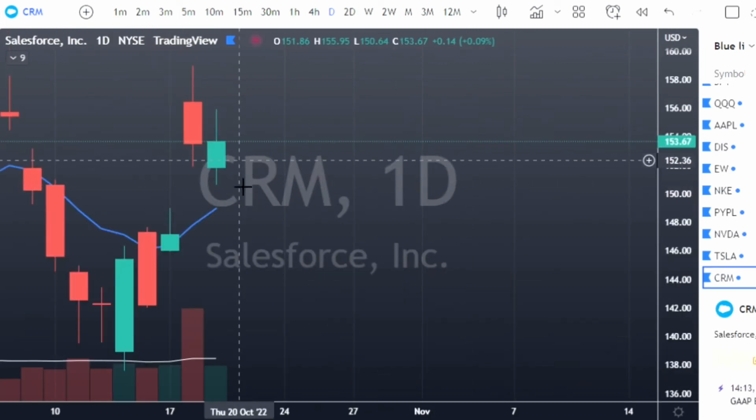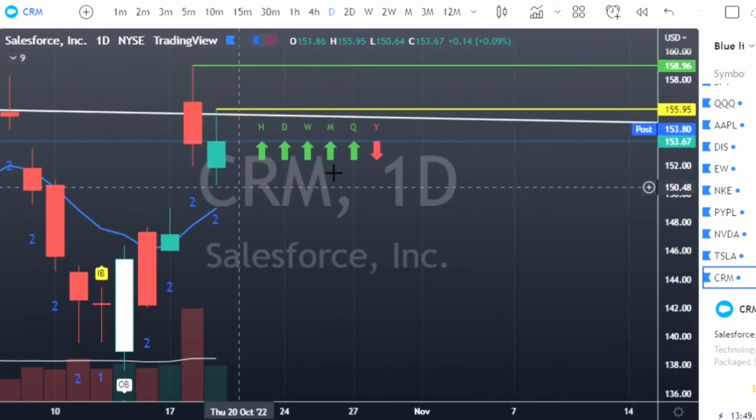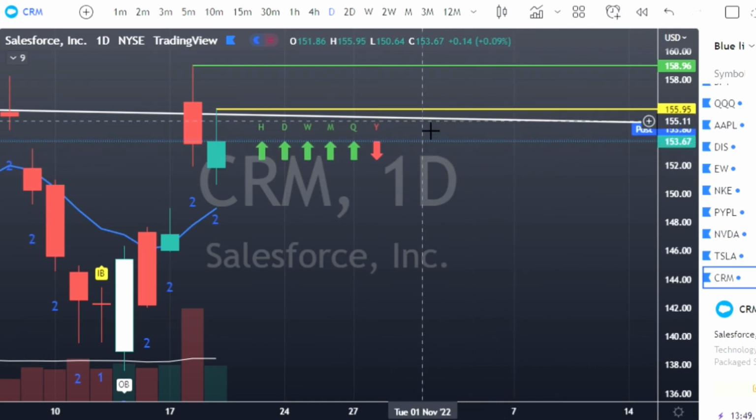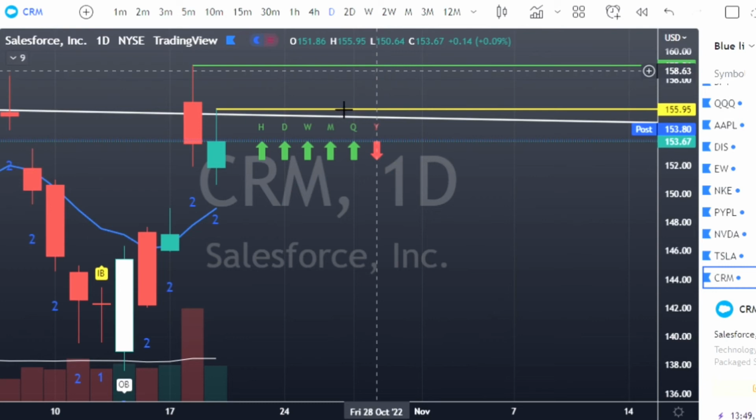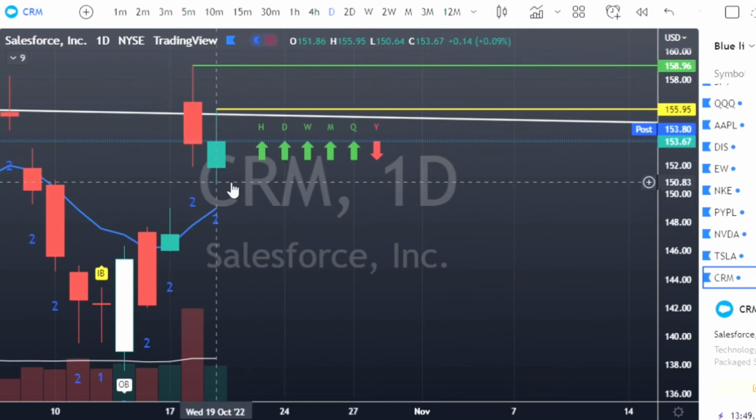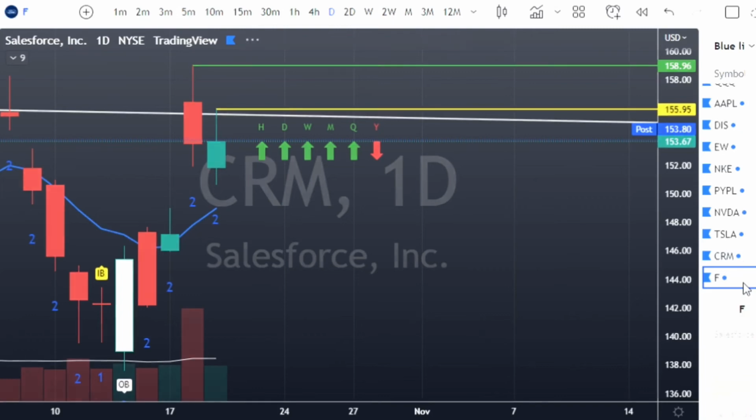CRM, we have a 2 down that finished green. Full time frame to the upside. So calls are very possible here at 155.95. First targets at 158.96. We do have a gap to fill here. So if it trends down tomorrow, do not be surprised on Salesforce.